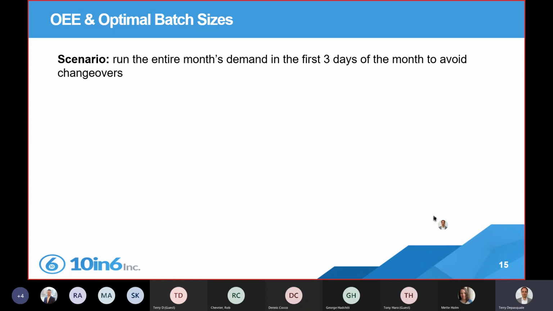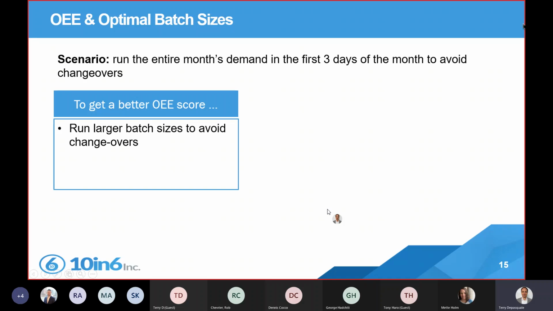All right, I'm going to talk through a couple more scenarios here where OEE doesn't tell the full story. Scenario here, maybe you decide to run the entire week or the entire month's demand in the first day of the week or the first few days of the month for a specific part number to avoid changeovers. And so the idea is a lot of plants to get a better OEE score might err on the side of larger batch sizes. So you're trying to avoid changeovers.